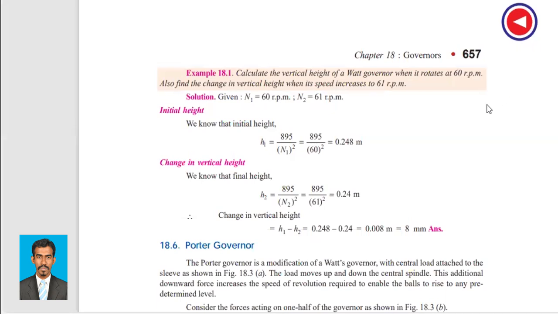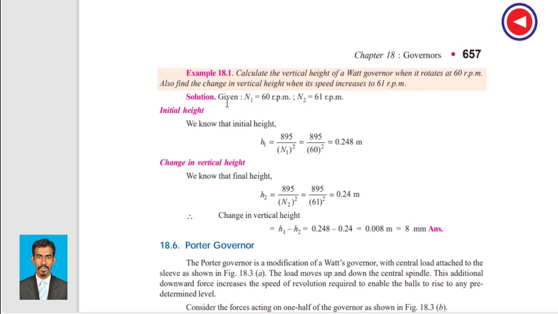So here is a numerical on the Watt governor, right? A simple question. Calculate the vertical height of a Watt governor when it rotates at 60 rpm. Also find the change in vertical height when its speed increases to 61 rpm, right? So we now have to find the height of the Watt governor for 60 rpm and 61 rpm, and then we have to find the difference between the heights, right?